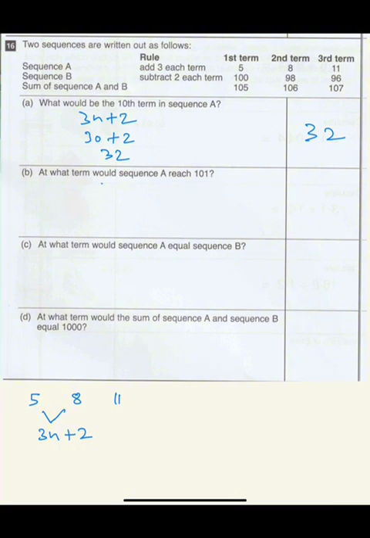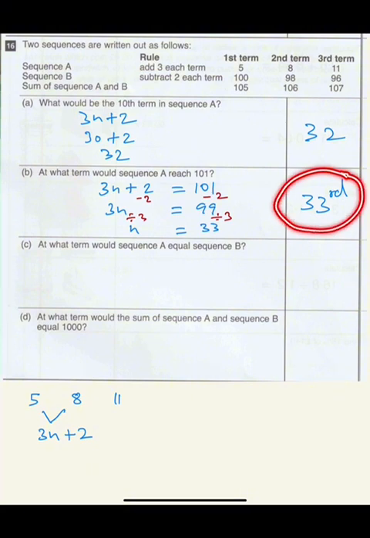Second question, at what term would sequence A reach 101? So when 3n plus 2 equals 101, we can find the value of n. So 3n must be 101 minus 2, which is 99. So 3n is 99, so n must be 99 divided by 3, which is 33. So the answer is the 33rd term, which means when n is 33, sequence A reaches 101. Okay, let's go to the next one.